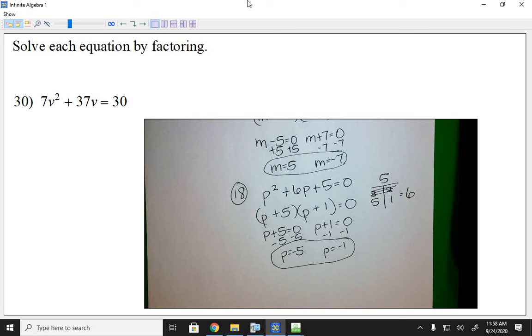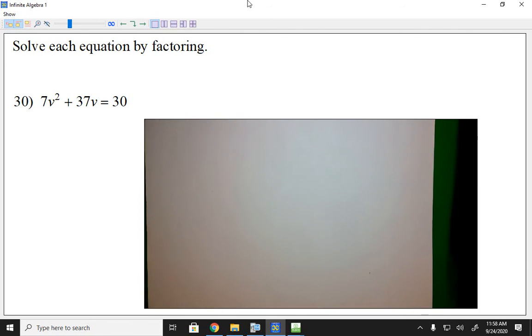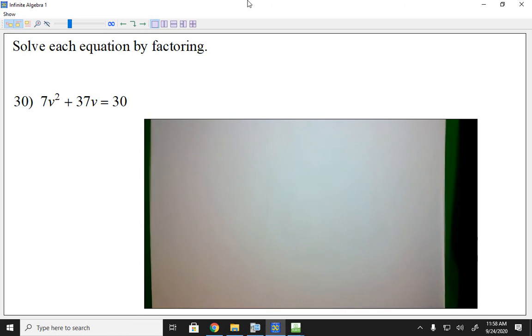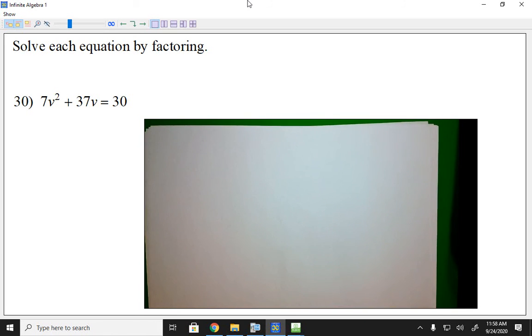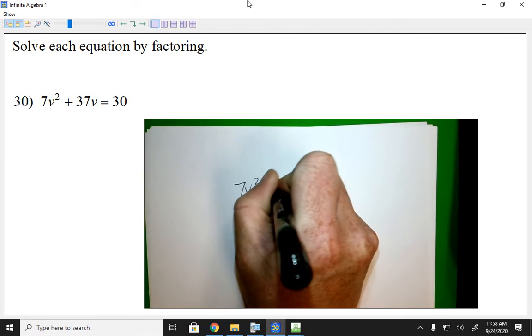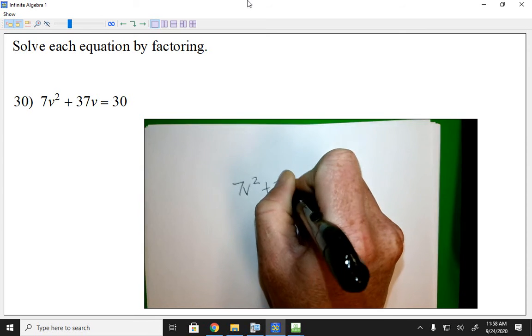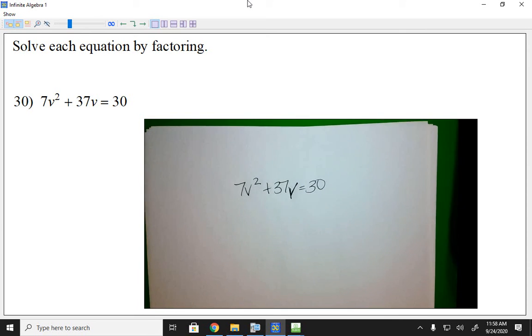Okay, now let's look at this one. And that still works just the same. You're just going to factor it, but it's just another way of factoring. Factor by bottoms up. And then do everything else the same.